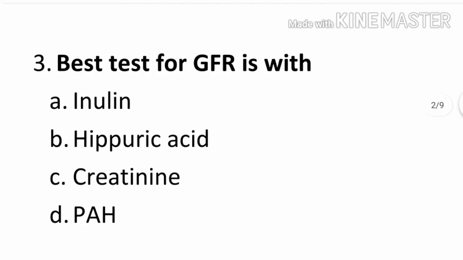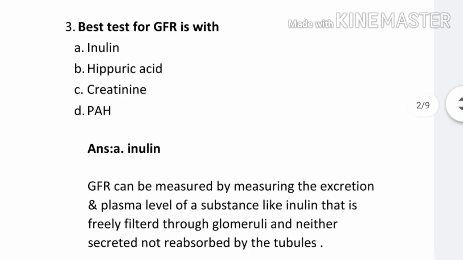Question number 3. Best test for GFR is with option A inulin, B hippuric acid, C creatinine, D PAH, para-amino hippuric acid. The correct answer is A inulin. GFR can be measured by measuring the excretion and plasma level of a substance like inulin that is freely filtered through glomeruli and neither secreted nor reabsorbed by the tubules.